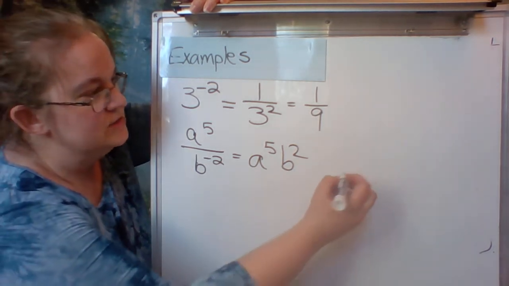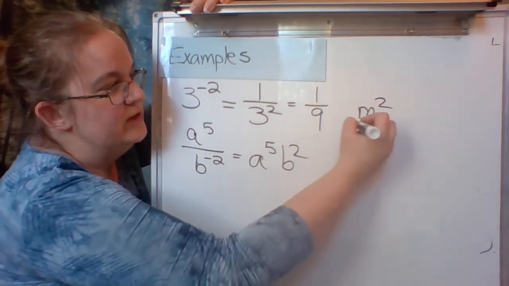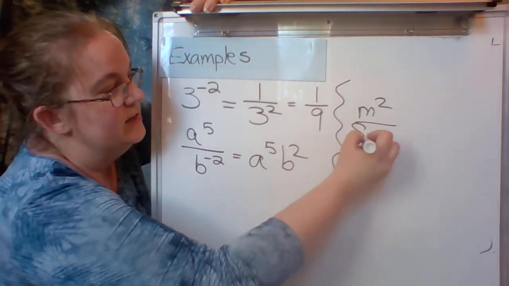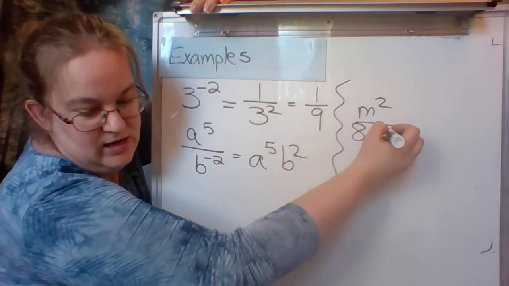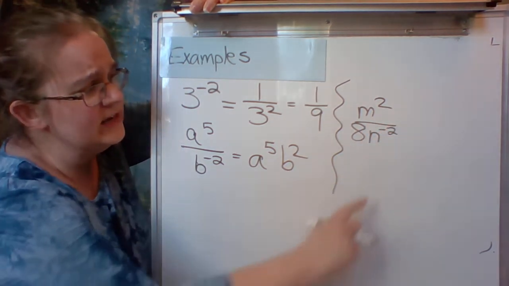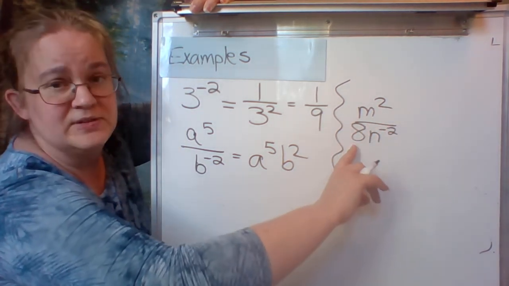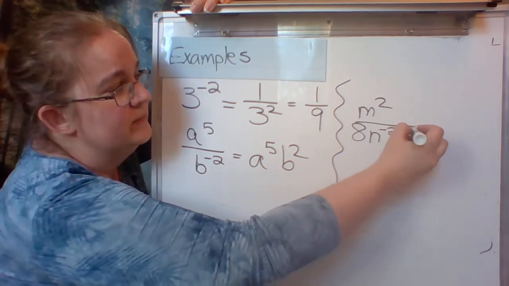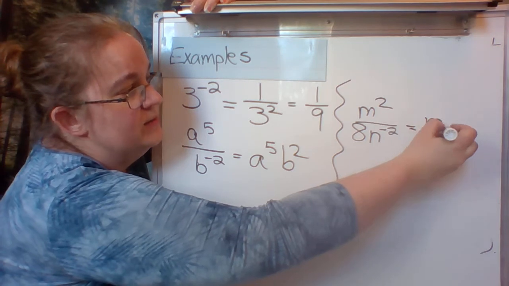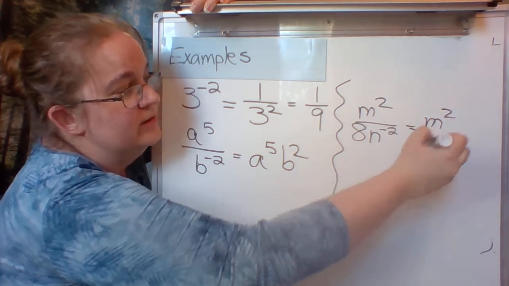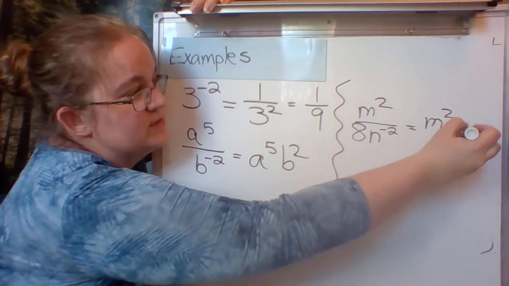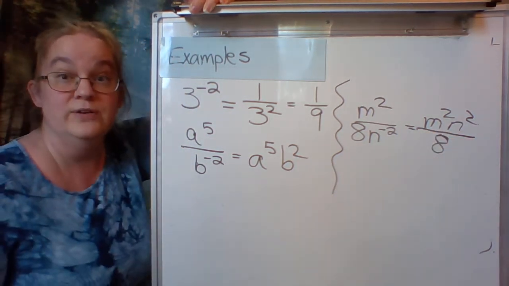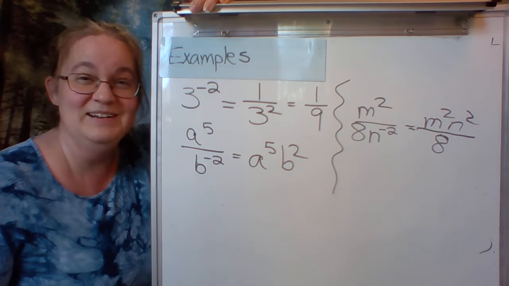And the last one: m squared, probably do that division, divided by 8n to the -2. Again, this is not in parentheses, so the negative exponent only applies to the n. So you're going to do m squared, and n to the -2 becomes n squared over 8. And that would be your final simplified expression.